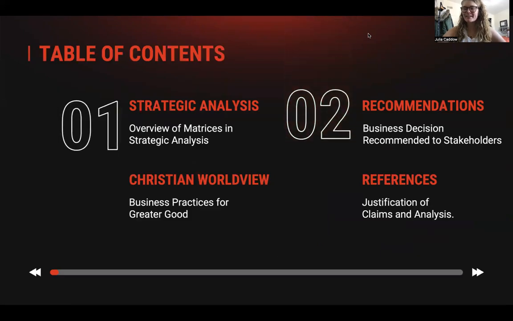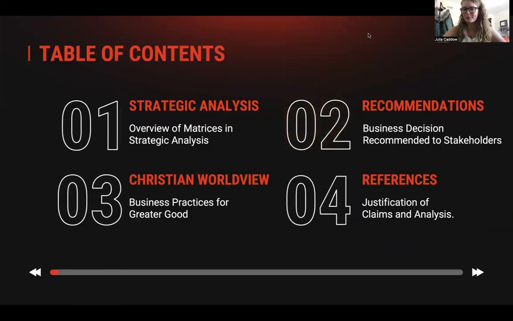First up, let's go ahead and go over each of the components that we'll be discussing in today's presentation. First up, we're going to give a general overview of each of the matrices within the strategic analysis. Next, I'll give my recommendations for best business decisions for stakeholders and business leaders within Netflix. Third, I'll go over the Christian worldview and the implications of business practices within the greater good. And finally, we'll view my references.